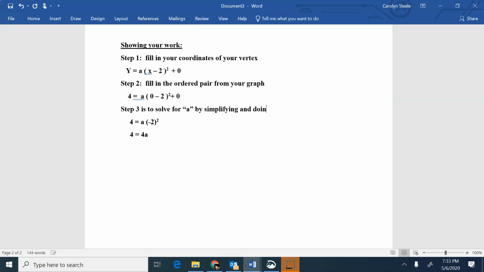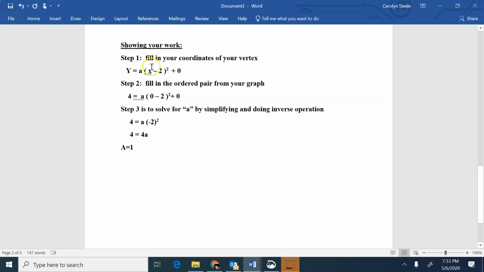And doing inverse operations. All right, so that's what we've done here. And we end up finding out, if we divide both sides by 4, that a is equal to 1. So we found out that a is equal to 1.